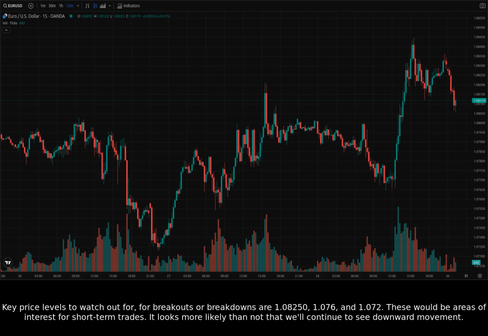Key price levels to watch out for breakouts or breakdowns are 1.08250, 1.076, and 1.072. These would be areas of interest for short-term trades. It looks more likely than not that we'll continue to see downward movement.